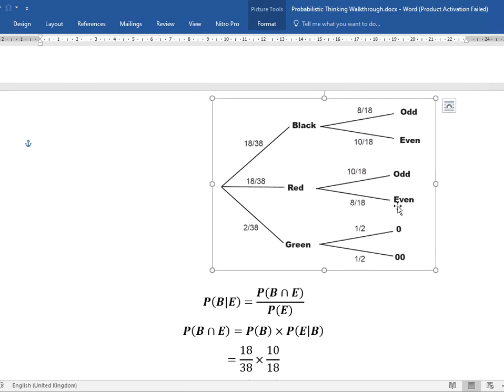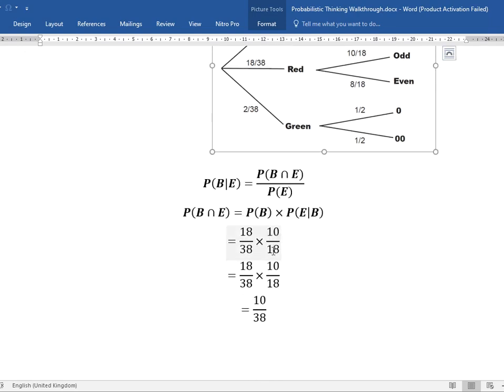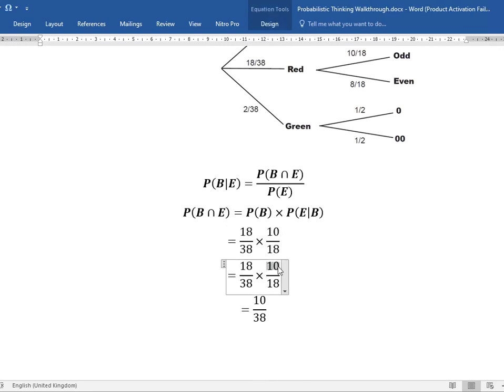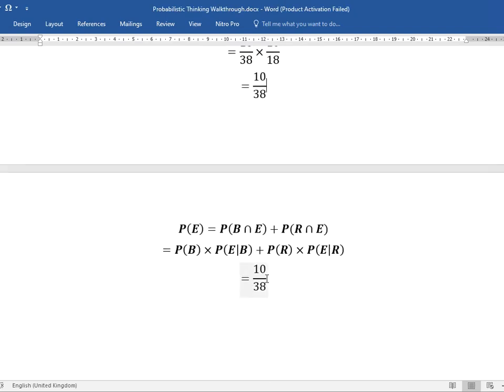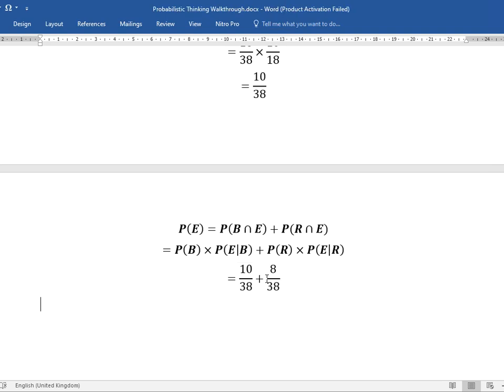So the probability of E given R is 8/18. This is different from 10/18 here, so we're going to have different results. The probability of red is 18/38. So that's 8 over 18 times 18 over 38. Instead of 10 here, we should have 8, and that's the only thing that's different, which means we're going to have 8 over 38 instead of 10 over 38, and that gives us this.